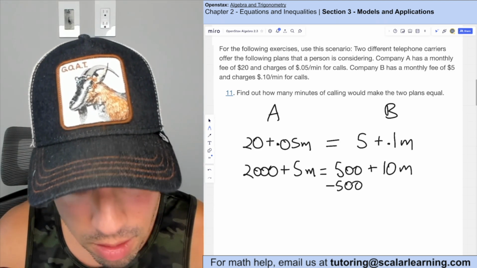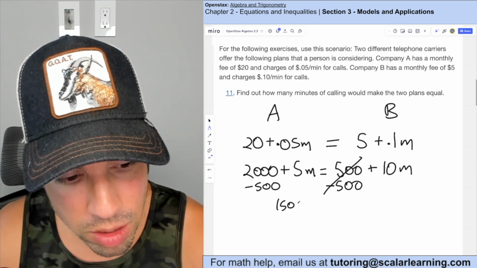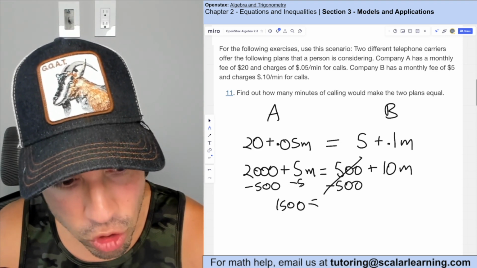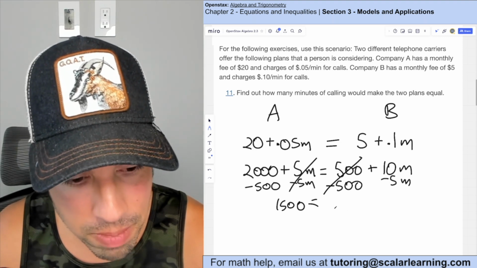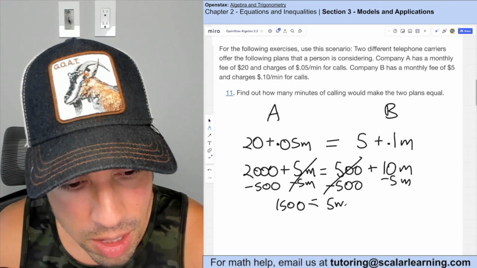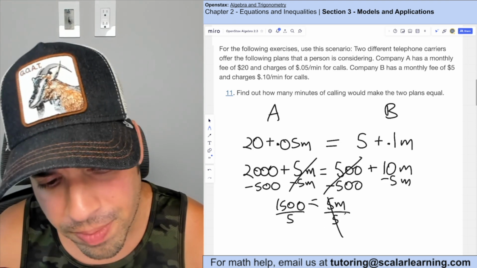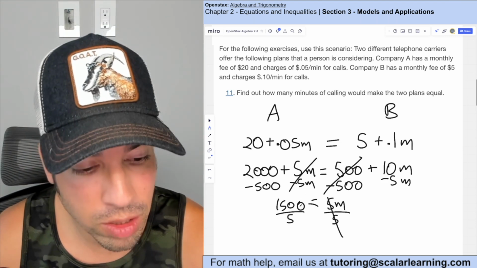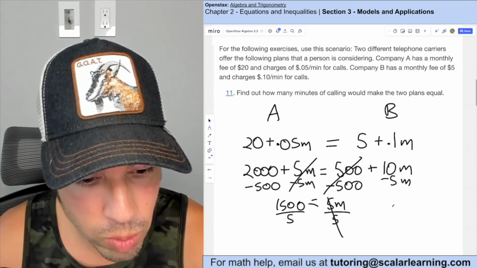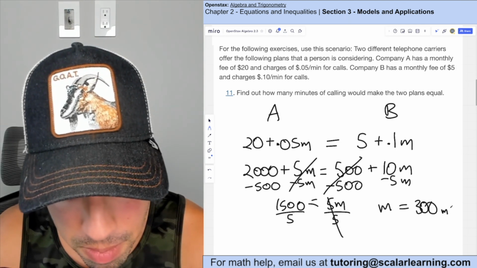So now we subtract 500 from both sides, boom, boom, and we get 1,500 equals, simultaneously, I'm going to subtract 5m from both sides, boom, and we get 10m minus 5m is 5m. Last but not least, divide by 5. So what I like to do here is dividing by 5, you can do it mentally. You can divide by 10 and then double it. So you knock off a 0 and then double 150. So m equals 300 minutes.